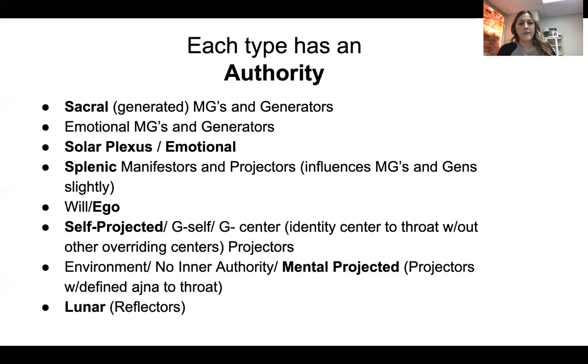Then manifestors and projectors can have what's called a splenic authority, and it's a quick in the moment decision that's usually you only hear it once and you have to kind of act in the moment and get used to listening to that splenic authority. And then the will and the ego.